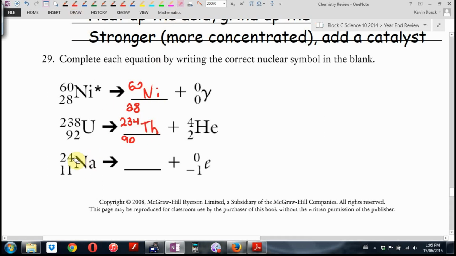Here's an isotope of sodium. It gives off a beta particle. Got to be careful with the -1. If I have 11 here and a -1 here, this here must be a 12 so that it still adds to -1 along the bottom row. We've gained a proton. The mass is still 24, but now instead of sodium, we have element number 12, which is magnesium.